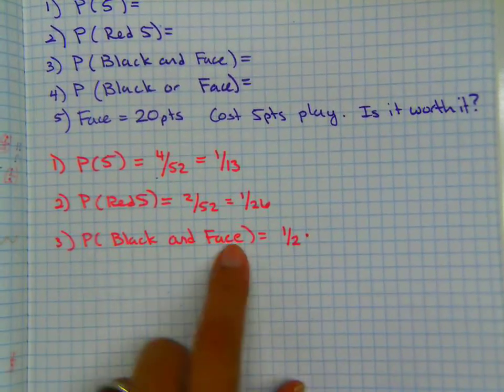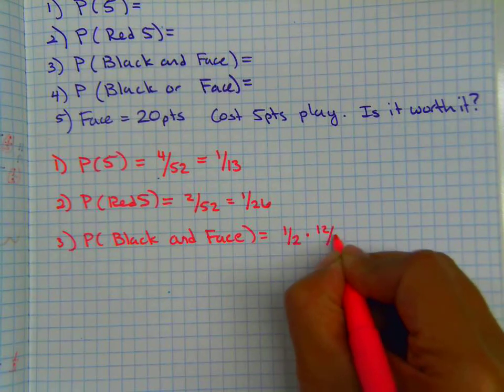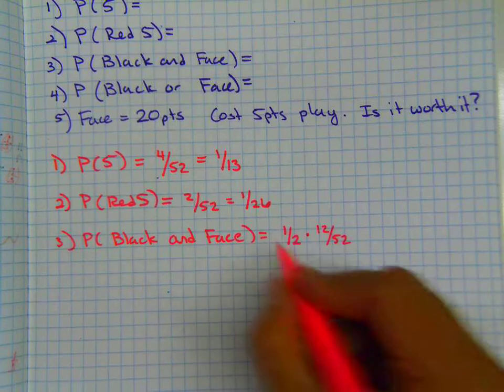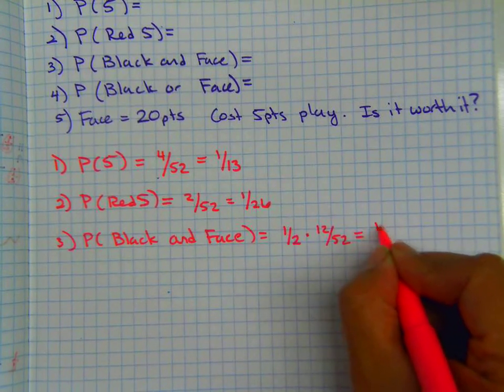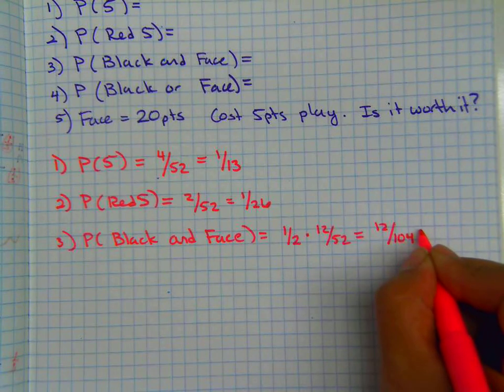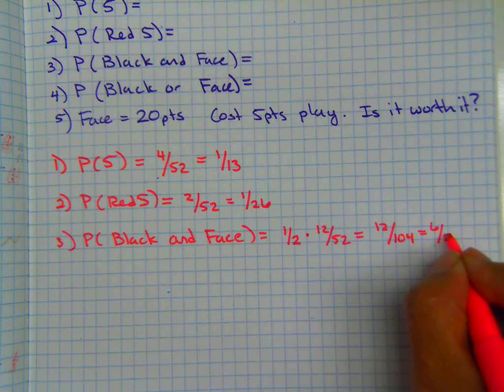And then the probability of getting a face card, if I count up all the face cards, there's 3 in each suit. So 3 times 4 is 12. So there are 12 out of the 52 cards. I'm going to go ahead and multiply this together. So it's going to be 12 over 104. And that reduces to 6 over 52.